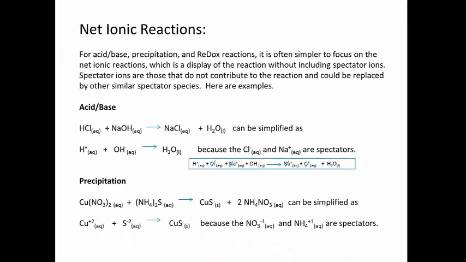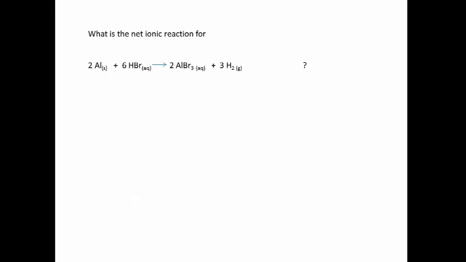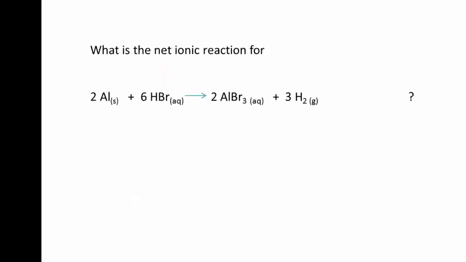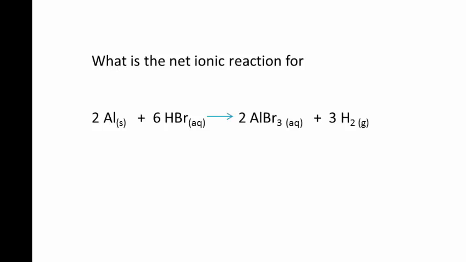So, to give you practice, what would you think would be the net ionic reaction for the following? 2 aluminum, solid aluminum, plus 6 hydrobromic acid, reacting to form aluminum bromide and 3 hydrogen gas. Write this down, and then when you have time, try to draw out what you think the net ionic reaction is, or perhaps you might want to pause at this point, and then I'll continue to the next slide.